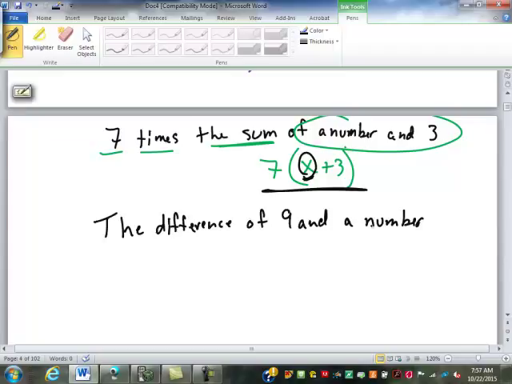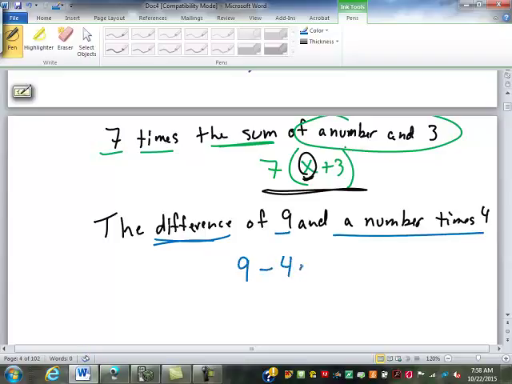So let's say we have the difference of 9 and a number times 4. Well, the difference means we're going to subtract something. 9 and a number times 4. 9 minus 4x. Do I need any parentheses? No. The number times 4 is going to happen first anyway.